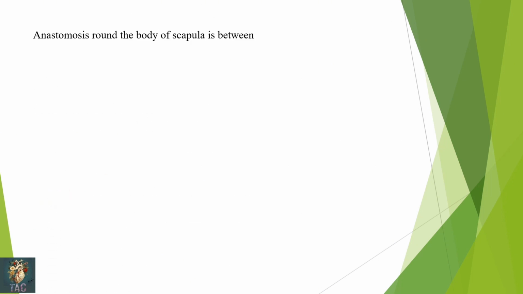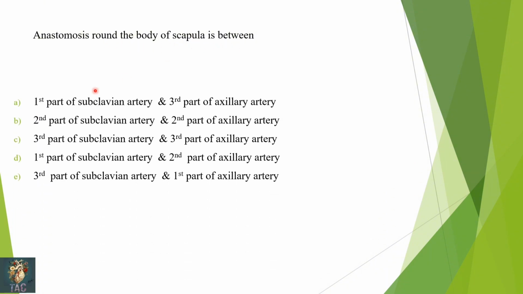Next is anastomosis around the body of the scapula. It is between the first part of the subclavian and third part of axillary, second part of subclavian and second part of axillary, third part of subclavian and third part of axillary, first part of subclavian and second part of axillary, and third part of subclavian and first part of axillary.